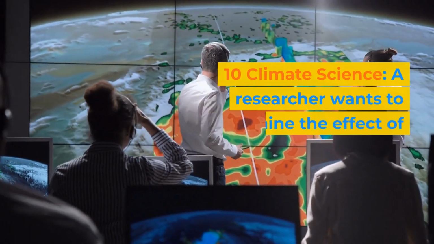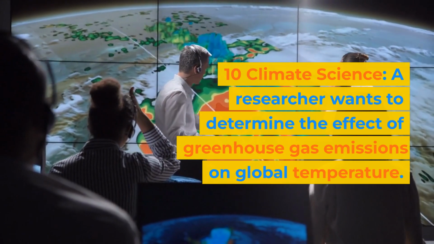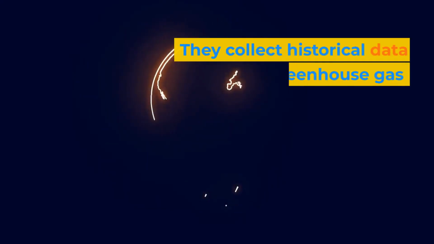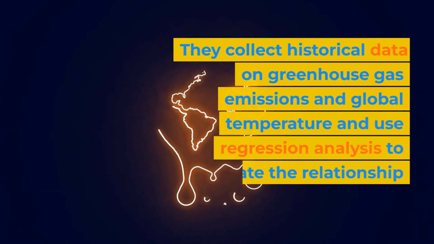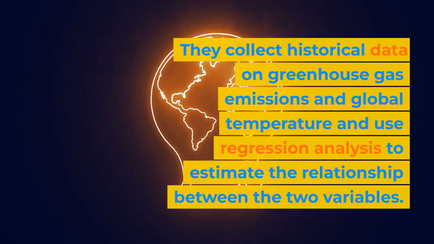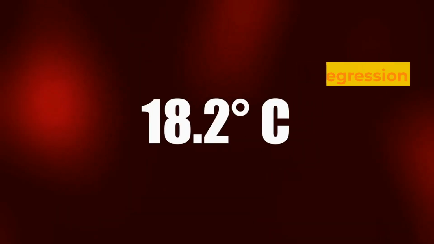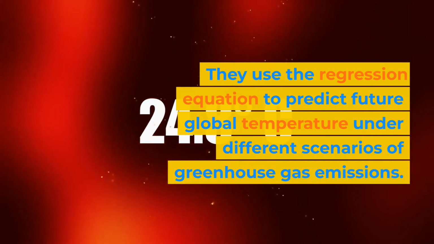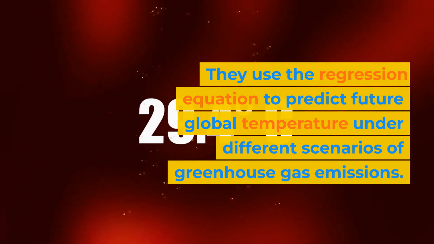10. Climate science. A researcher wants to determine the effect of greenhouse gas emissions on global temperature. They collect historical data on greenhouse gas emissions and global temperature and use regression analysis to estimate the relationship between the two variables. They use the regression equation to predict future global temperature under different scenarios of greenhouse gas emissions.